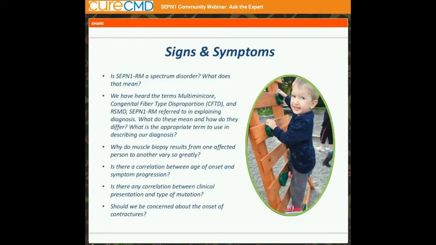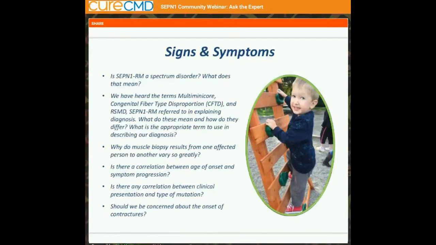Yes, if I can just expand on this to answer the next question: what is the appropriate term to use in describing the diagnosis? We definitely now use the term SEPN1-related myopathy, which spans all these different histological, microscopical presentations of the disease. Yeah, exactly. That's a nice unifying feature.